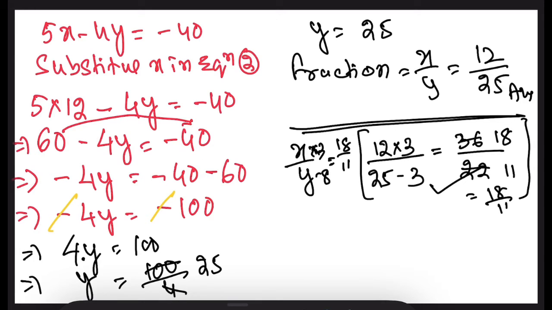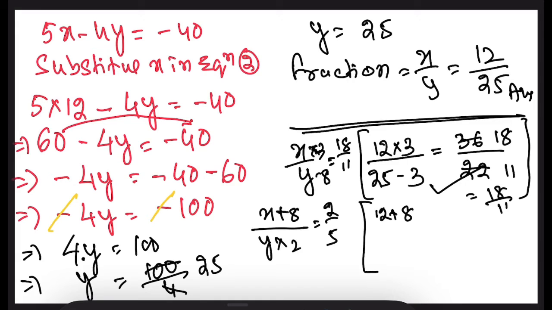Now the second case: what is he saying? He is saying if the numerator x is increased by 8, that means plus 8, and the denominator is doubled, into 2, that will become 2 upon 5. So let us put the values of x and y. X value is 12, so 12 plus 8 upon the y value 25 into 2. 12 plus 8 is 20, right?